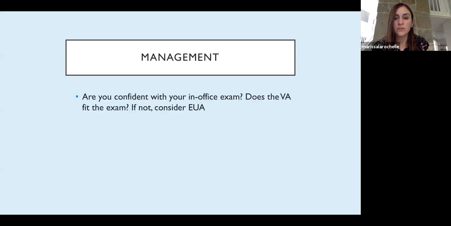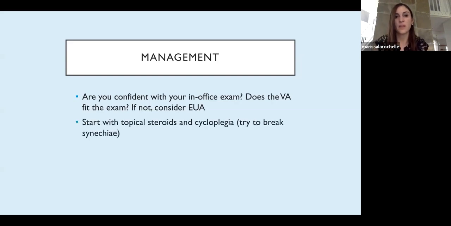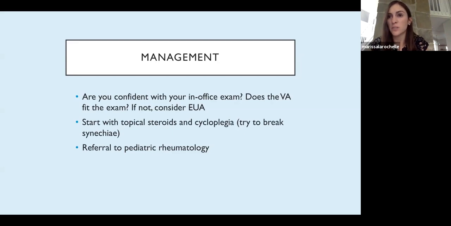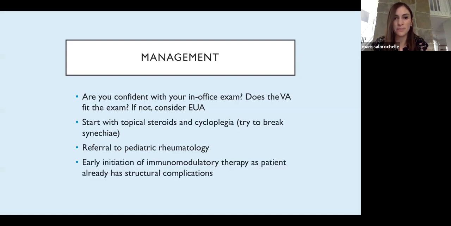Treatment for this: first off, are you confident with the exam that you got in the office? Does the visual acuity fit what you're seeing? If not, then consider an exam under anesthesia. I would start with topical steroids and cycloplegia even before the laboratory workup comes back. And then I would refer these patients to pediatric rheumatology for an evaluation of their joints, and they can also help manage immunosuppression. We know that early initiation of immunomodulatory therapy in these patients can be helpful and has better predictors of long-term visual outcomes.